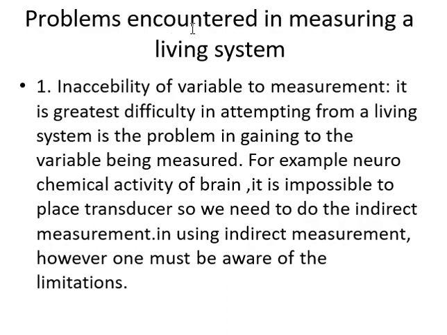And the next one is problems encountered in measuring a living system. The first problem is inaccessibility of variables to measurement. The greatest difficulty in measuring from a living system is the problem of gaining access to the variable being measured. For example, the neurochemical activity of the brain. It is impossible to place a transducer, so we need to do indirect measurement. In using indirect measurement, however, one must be aware of its limitations.